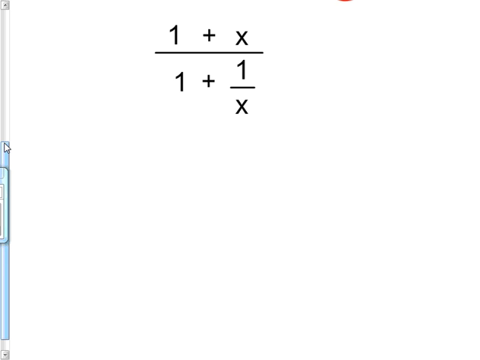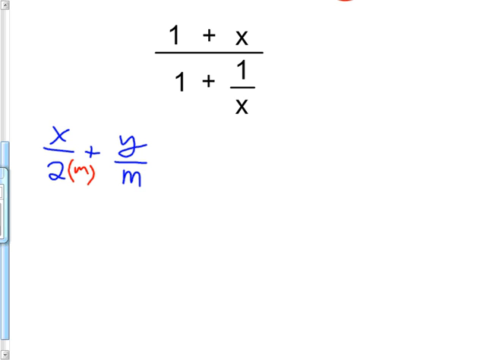So this one's a little intense. I want to start off with something a little simpler, like let's say I had x over 2 plus y over m. If I wanted a common denominator, what would it be? 2m.